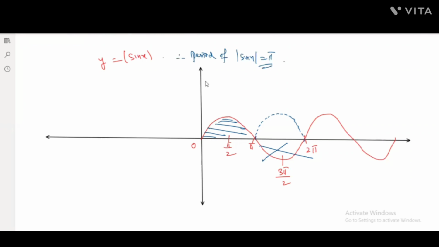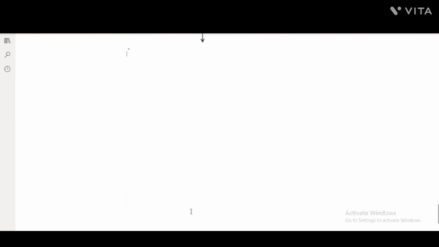So hope everyone understood. So let's see some problems. Let's see the problems on period and periodicity, and then we will go to the extreme values of trigonometric functions. So how to find the period of the functions? Let's see examples.